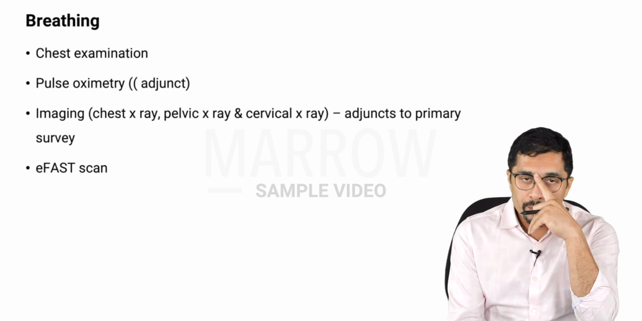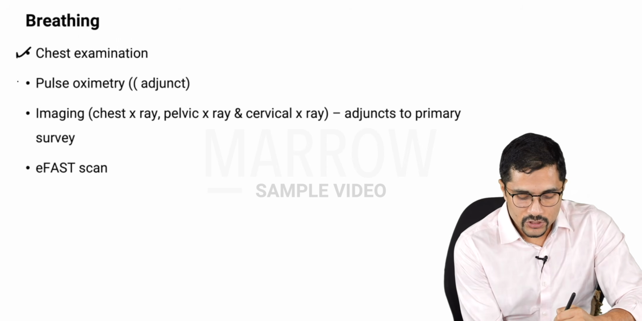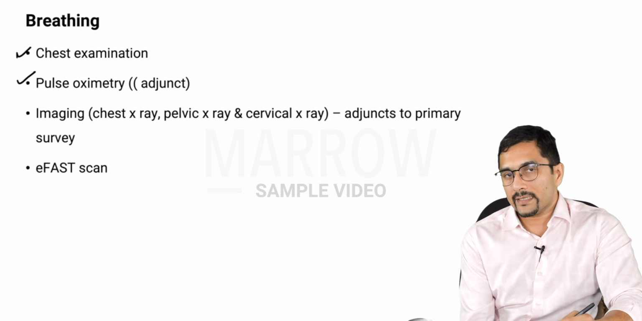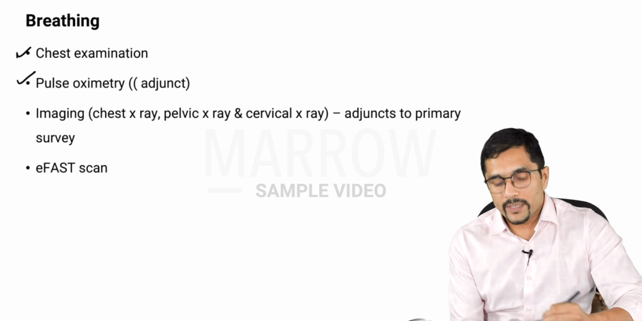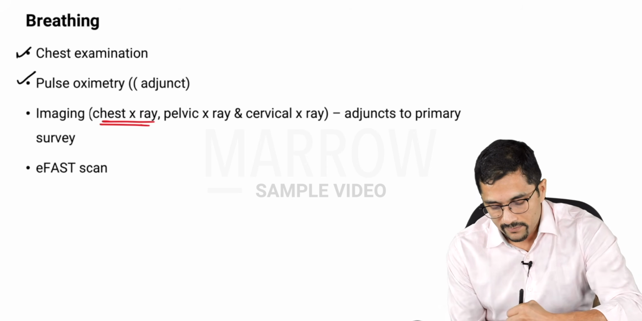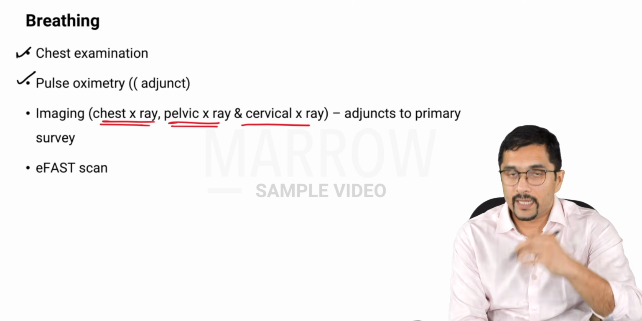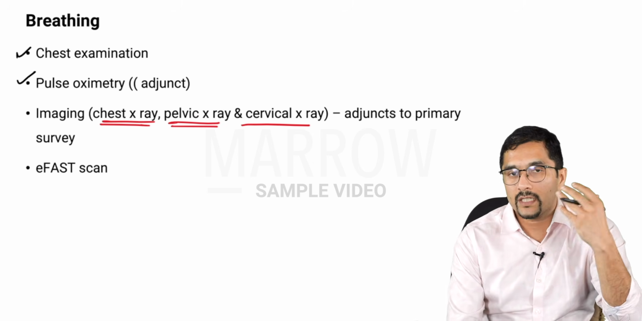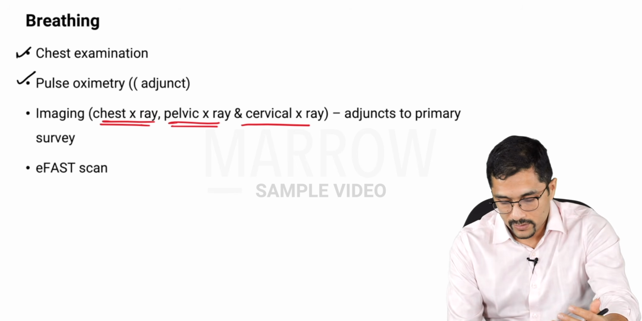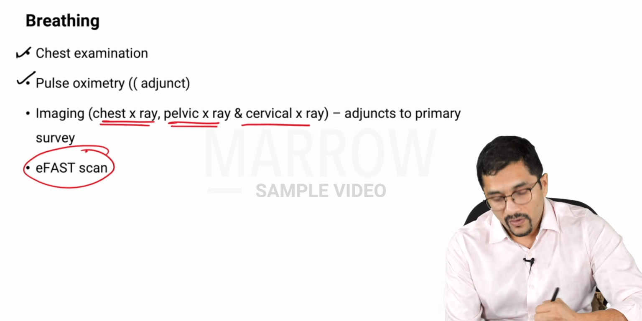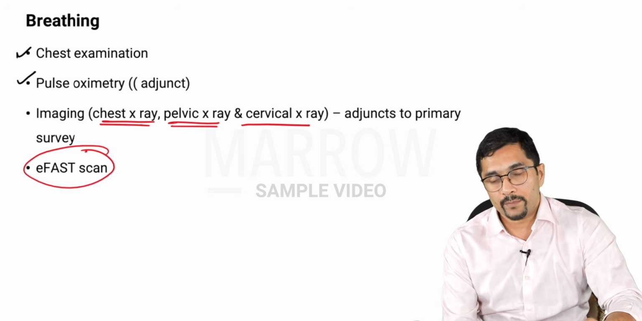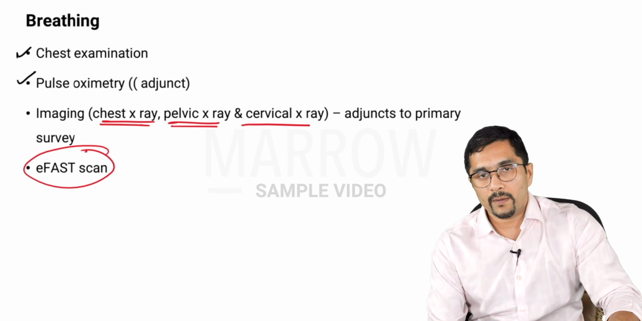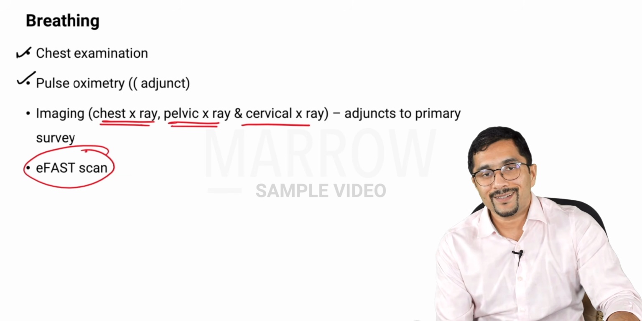Moving on to breathing, we look at chest examination and we do pulse oximetry, that is an adjunct, and we do a chest X-ray, pelvic X-ray and a cervical X-ray. Chest X-ray will tell you if there is any collection or pneumothorax or rib fractures. We will talk about FAST scans which are also done in patients with trauma. We will talk about this when we talk about abdominal trauma.